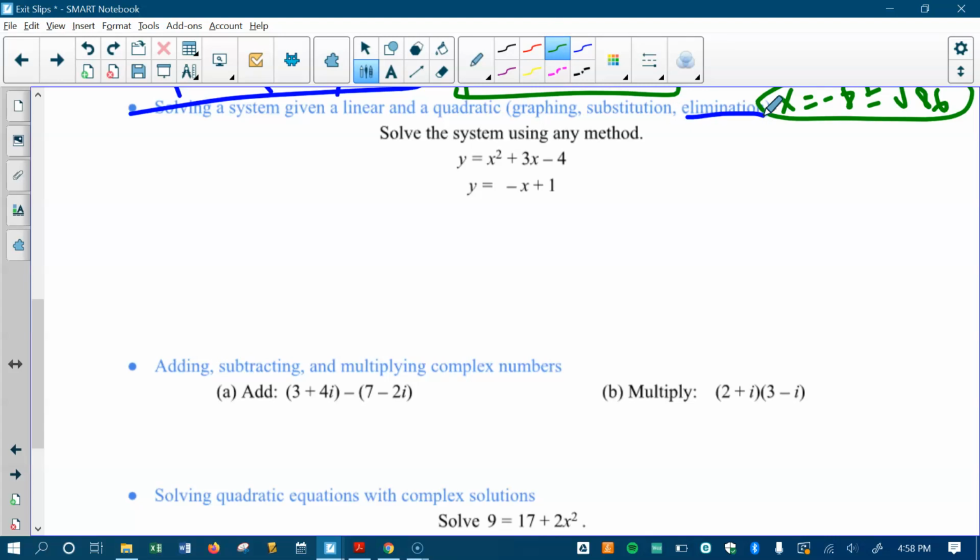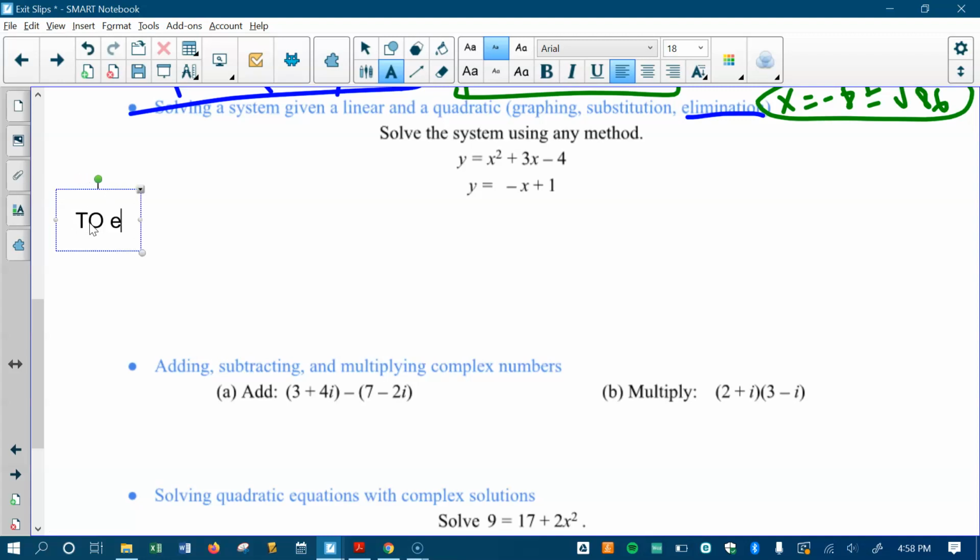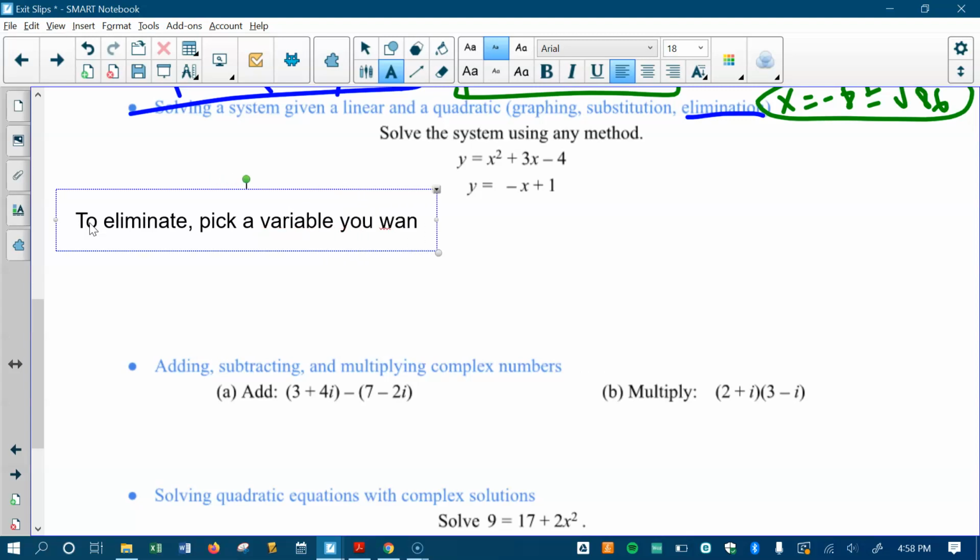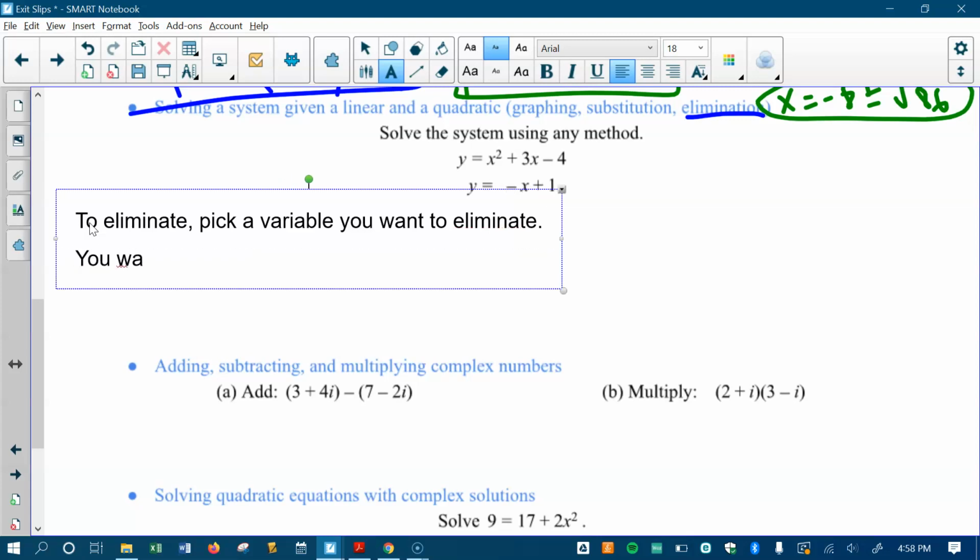Okay, when you're eliminating, you want variables. I'll just type that out for you. To eliminate, pick a variable you want to eliminate. You want same number and opposite sign. And after that, add vertically.